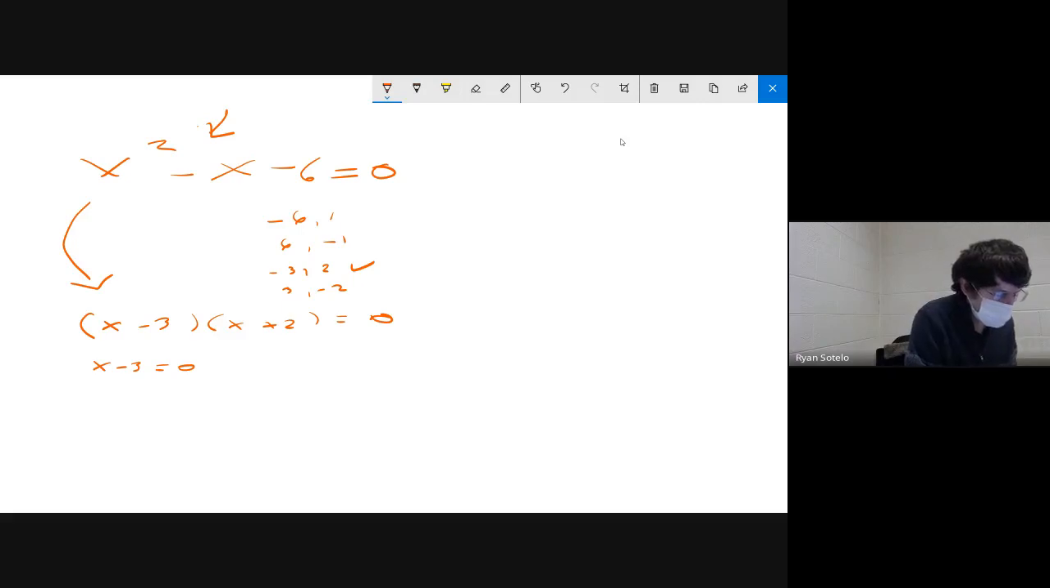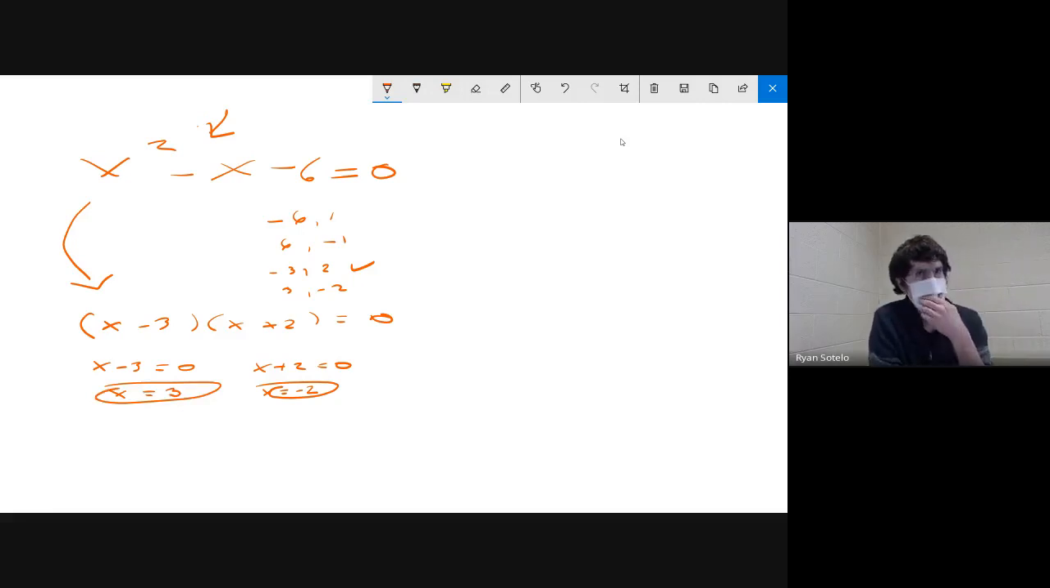And also another one would be when x plus 2 is 0. Those are my two factors. And so when either one of those factors is 0, that would make the product 0. So that would make the statement true. If I add 3 to both sides, I get x equals 3. That's one of my solutions. And my other solution is x equals minus 2. So those are my two solutions to this equation.